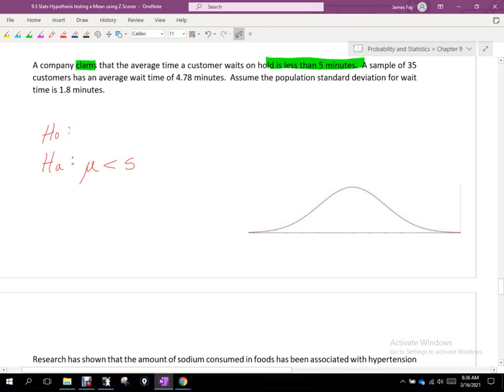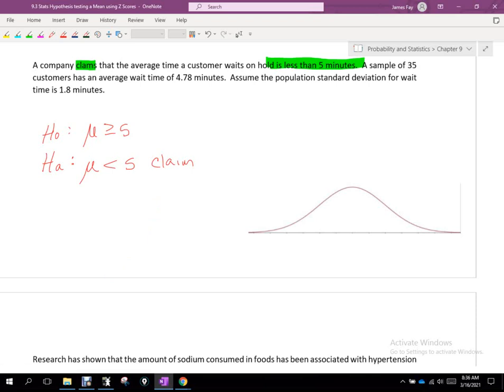Okay? If we remember what we've always said about these two hypotheses, what do they have to be to one another? Complement. So if this is less than, this needs to be greater than or equal to. Good. And remember that this one here, because it was the less than one, is the one they claim. Okay, that's our claim.